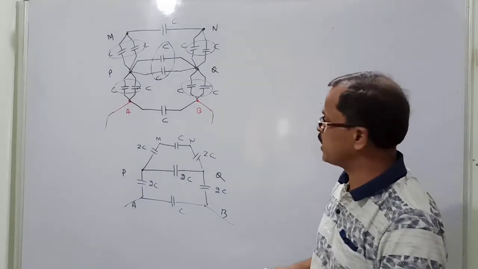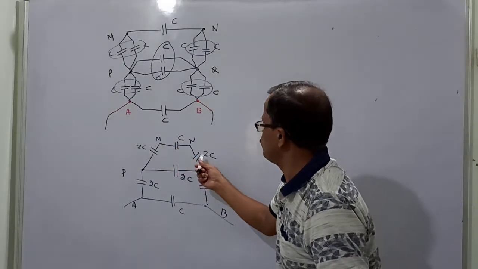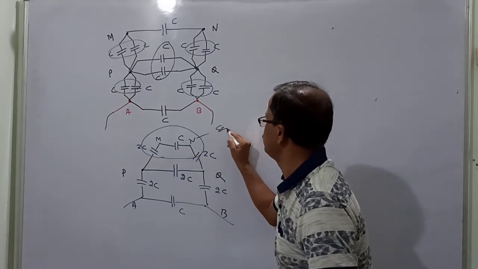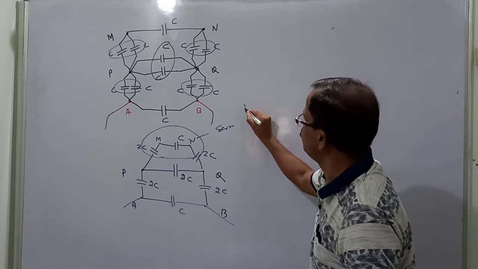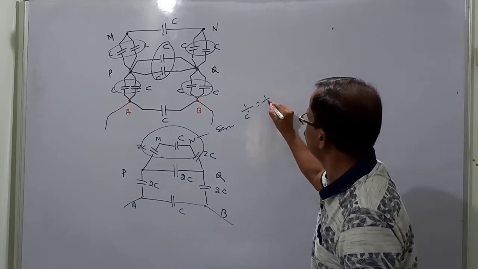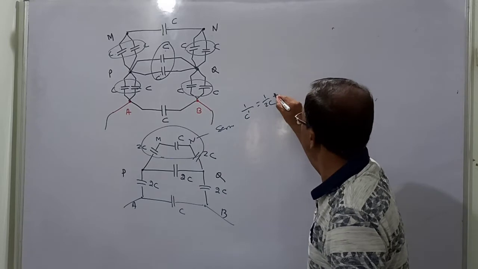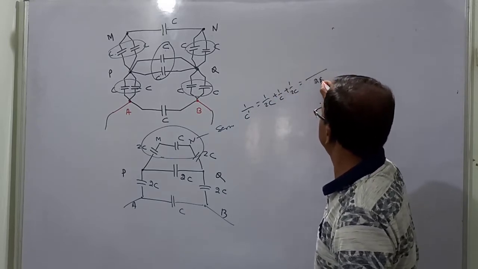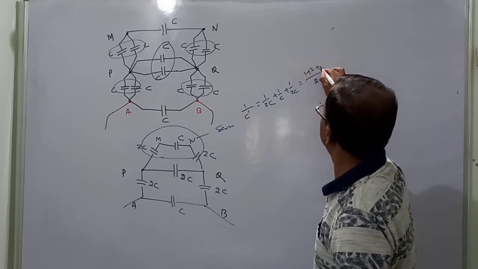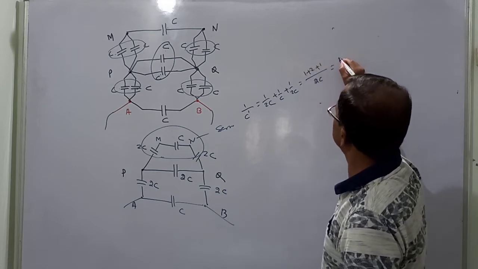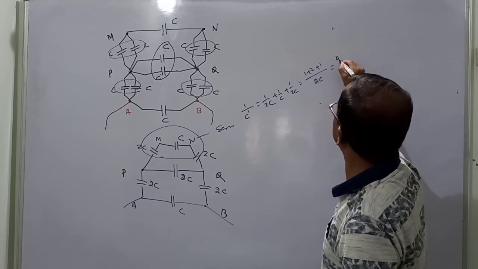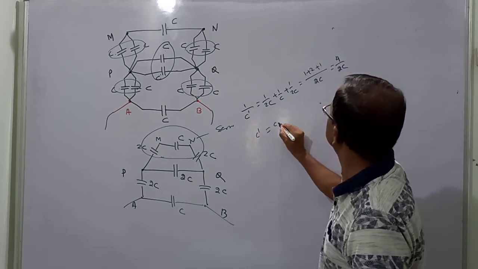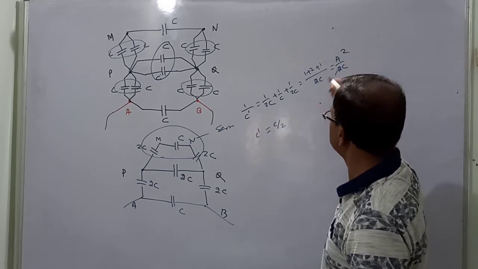Here, look again. This one, 2C, 2C, C. These three are in series. If these three are in series, you know 1 by C dash is equal to 1 by 2C plus 1 by C plus 1 by 2C. LCM is 2C, so 1 plus 2 plus 1, that is 4 by 2C. So C dash is equal to C by 2.